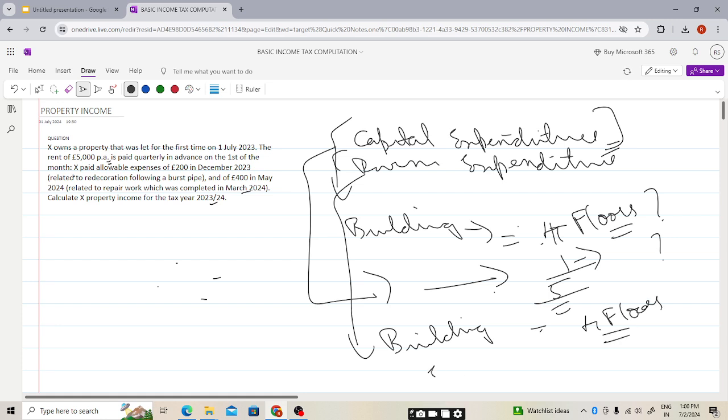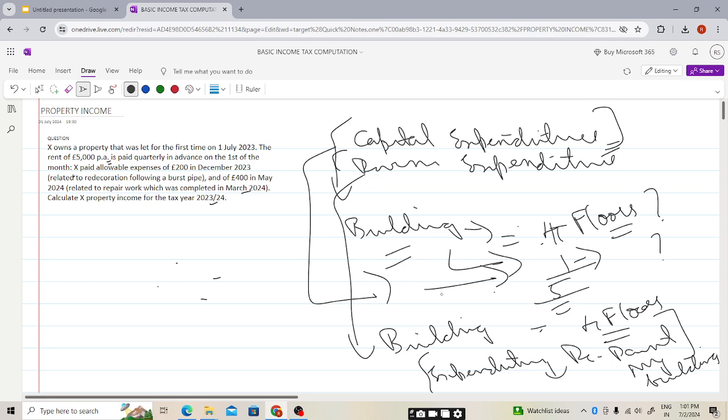Example, I have a building of 4 floors, but I am incurring an expenditure to repaint my building. So what type of expenditure will this be? This will be a revenue expenditure. Why? Because this expenditure will not help me to increase my revenue. But the capital expenditure which I have done to add one floor or further build my property will give me further income. But the expenditure on painting will not help to increase my income.